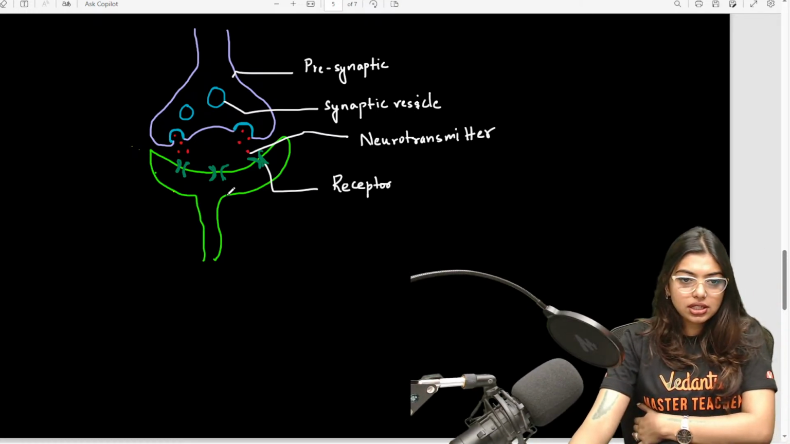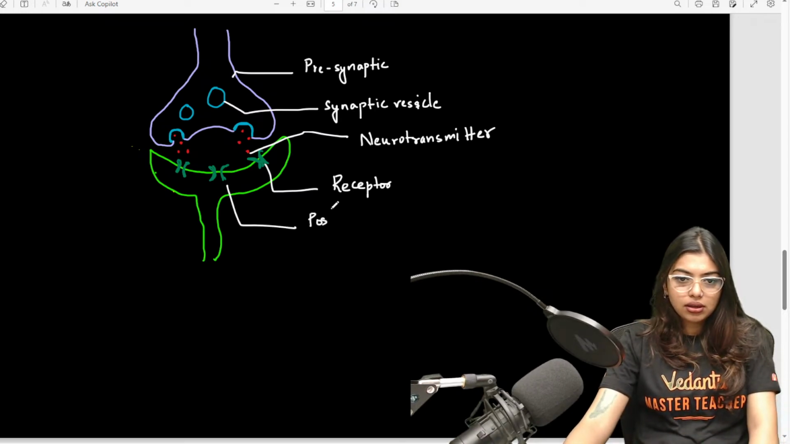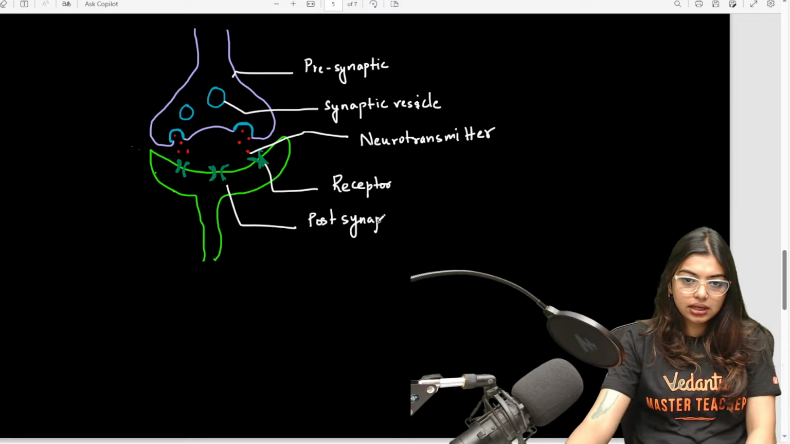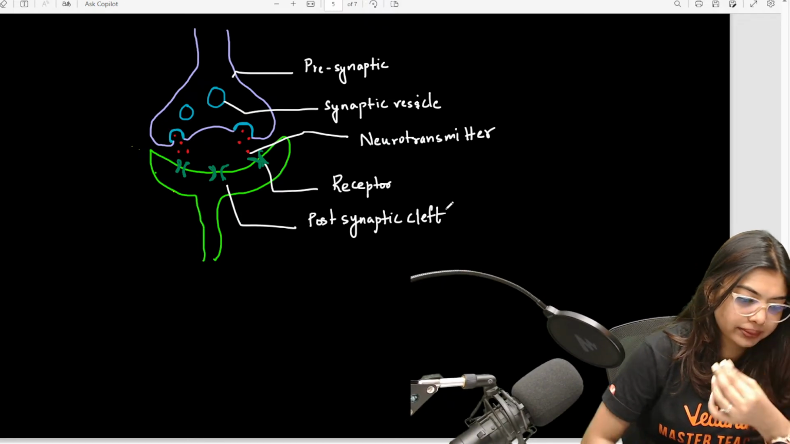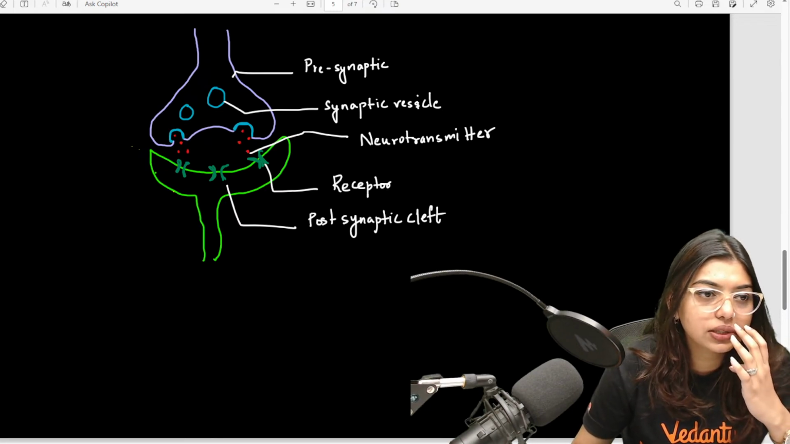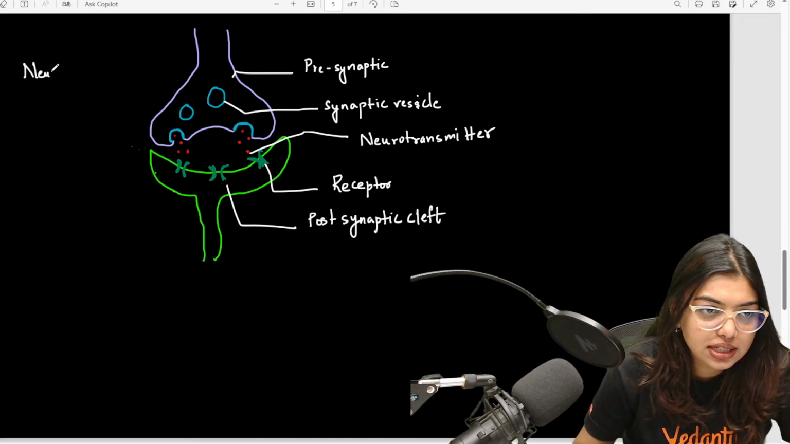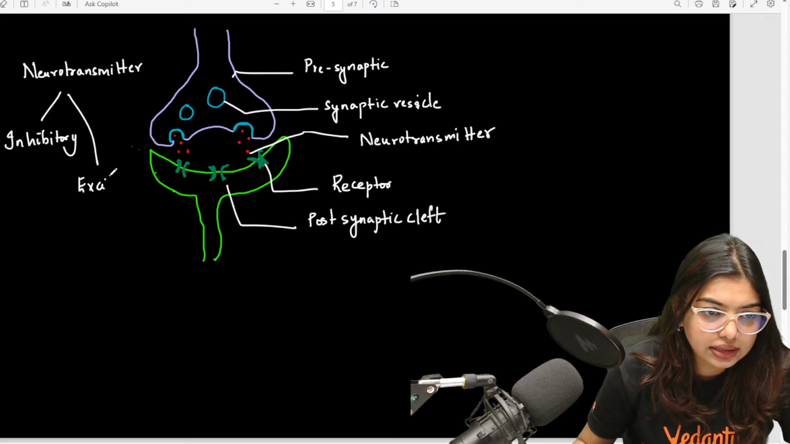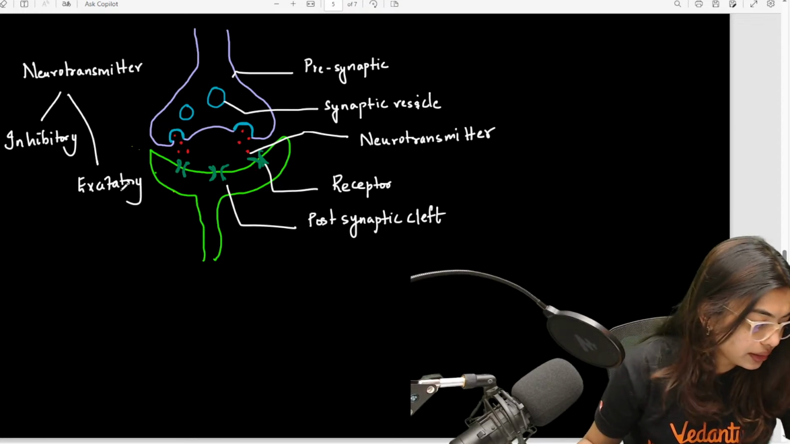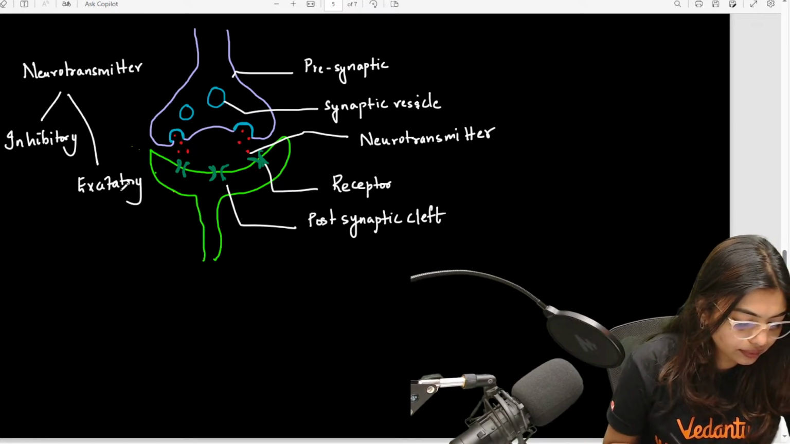Okay, neurotransmitter. This is going to be your post synaptic cleft. We can call it a cleft or post synaptic portion. Clear? Now, with these neurotransmitters, two things are there. Neurotransmitters can be inhibitory or excitatory. Got it? Clear?